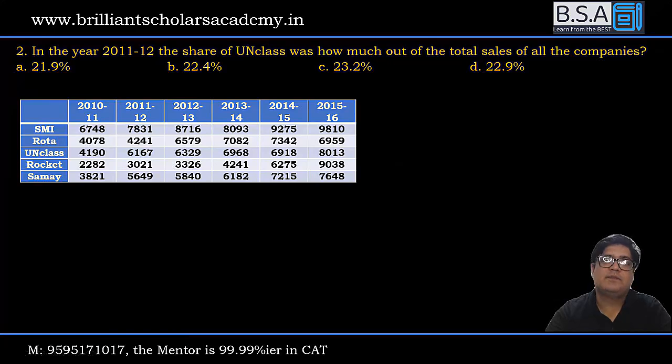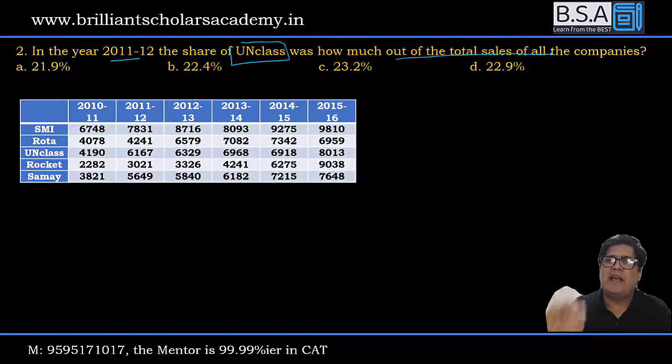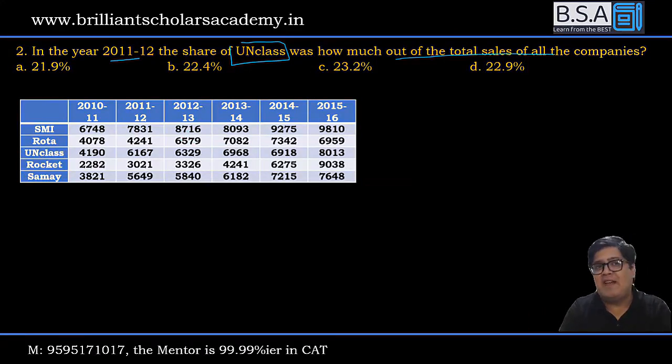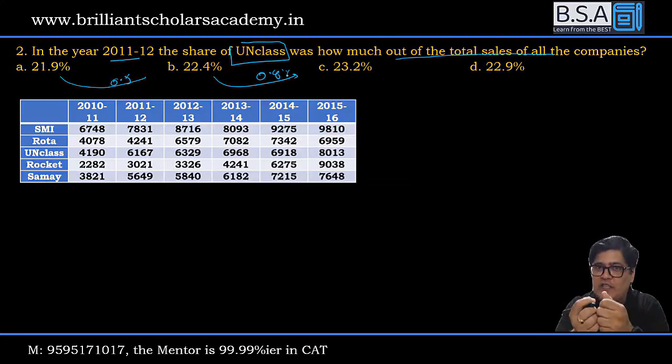Try this. Calculator. In 2011-12, the share of unclass was how much out of total sales of all companies? Use a calculator. Nothing wrong with it. Now the answer options are very close. What is the gap between them? 0.5%. What is the gap here? 0.8. Answers are very close, so use the calculator carefully.